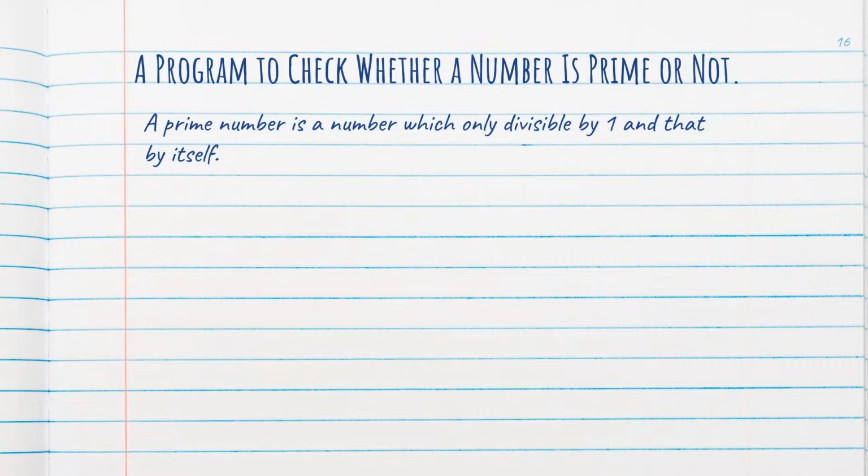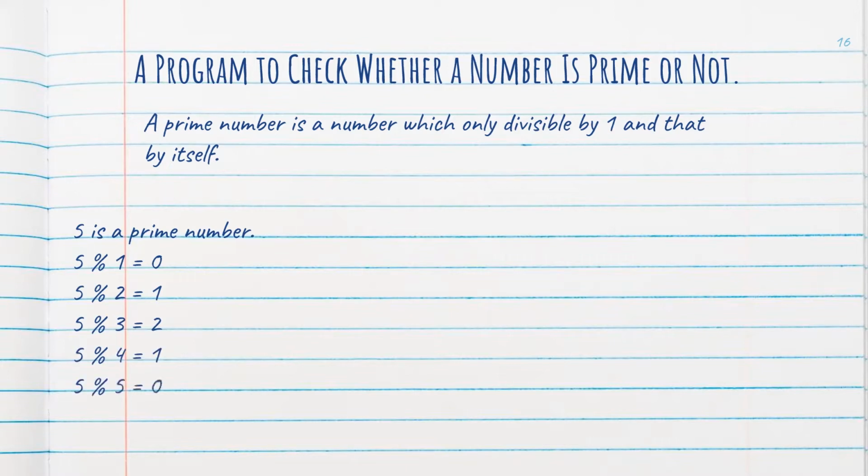So let's see three examples here. The first example is 5. 5 is a prime number. And how have we calculated it? Let's see. When we divide 5 by 1, the remainder is 0. So we check it with 2. In that case, the remainder is 1. Similarly, when we divide 5 by 3, the remainder is 2. When we divide 5 by 4, the remainder is 1. And when we divide 5 by 5, the remainder is 0.